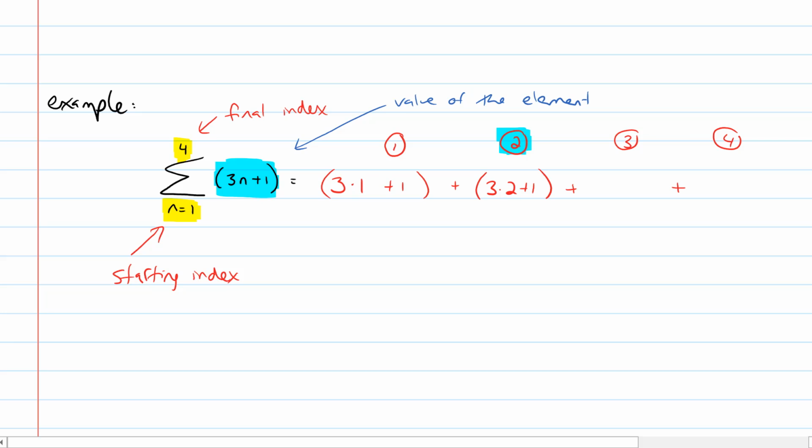And then for my index of 3, I get 3 times 3 plus 1, and then my final index is 4, and I get 3 times 4 plus 1.